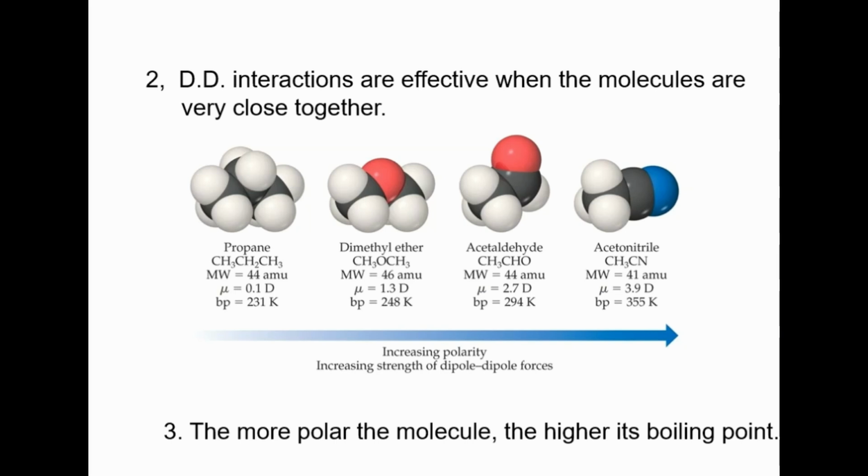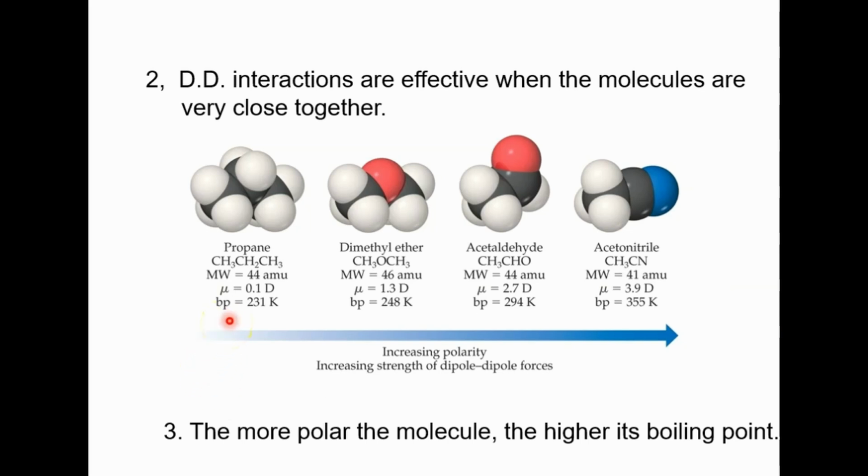Dipole interactions are effective when the molecules are very close together. That means if we get these as gases, they don't come into play as much. So here we have three molecules, and they all have the same nominal molecular weight. We'll see shortly that as molecular weight increases, so does your London dispersion force. So what we're trying to compare here is just what effect the dipole interaction has.